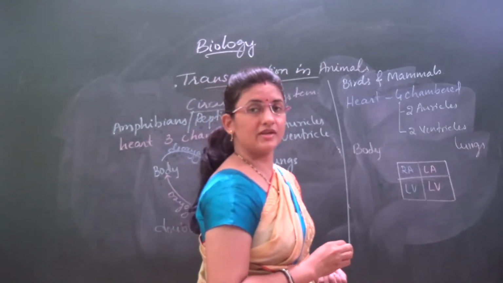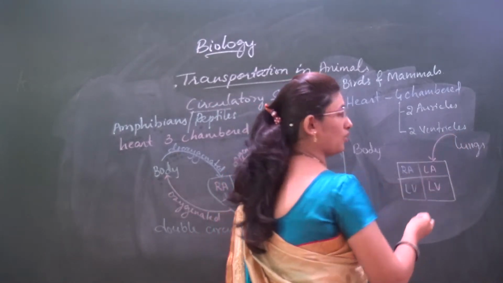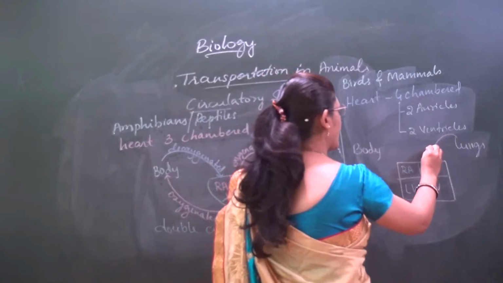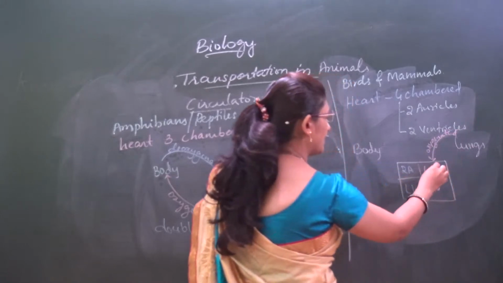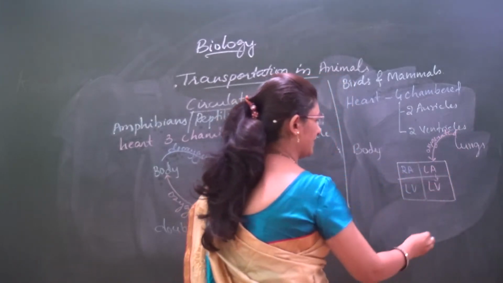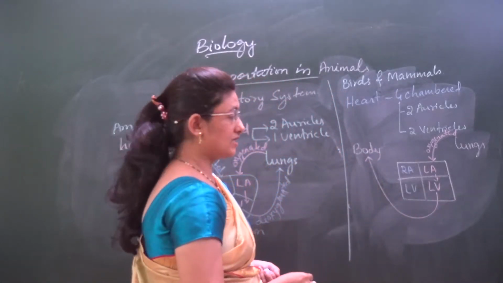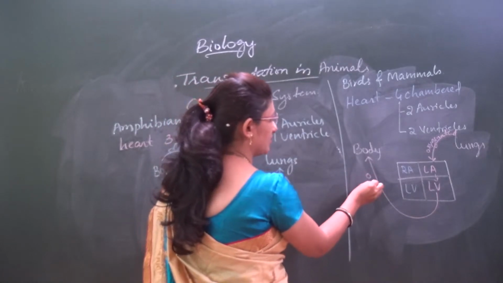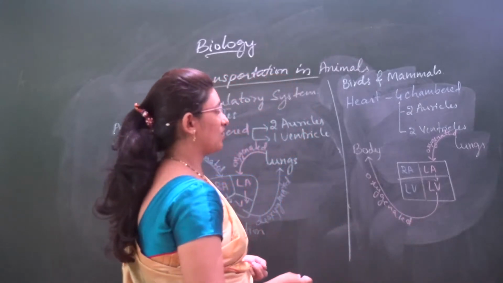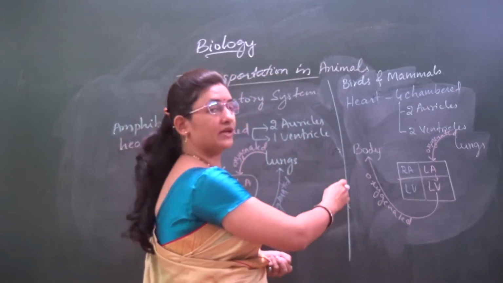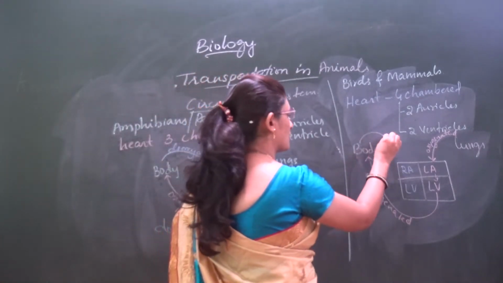Now, the oxygenated blood from the lungs enters into the left auricle. From the left auricle, it moves into the left ventricle. From the left ventricle, it is taken up to the body cells. The oxygenated blood is taken where? It is taken to the body cells. All the cellular activities are carried out. Waste in the form of carbon dioxide is released into the blood. It is deoxygenated blood.